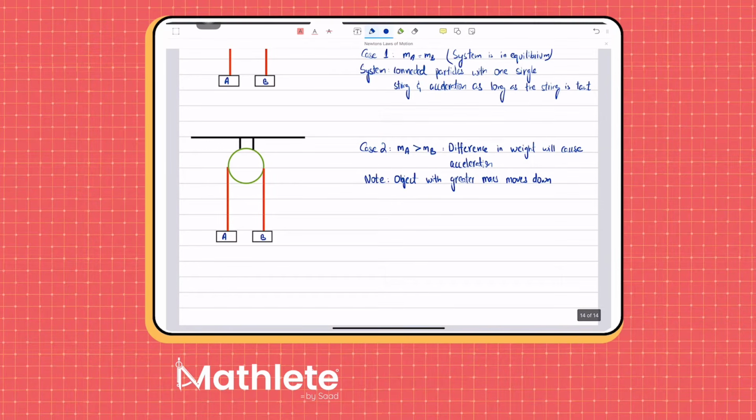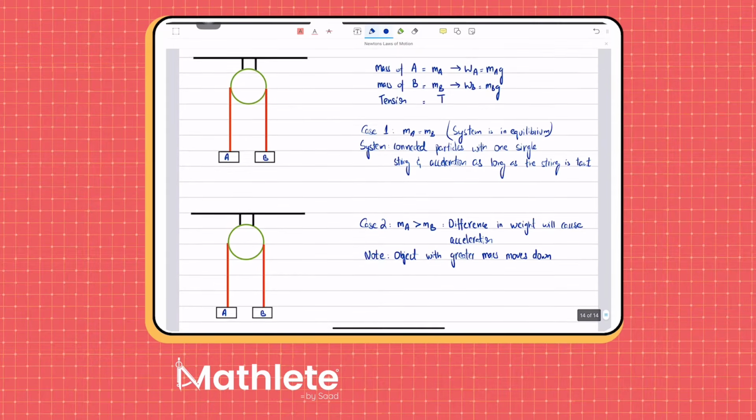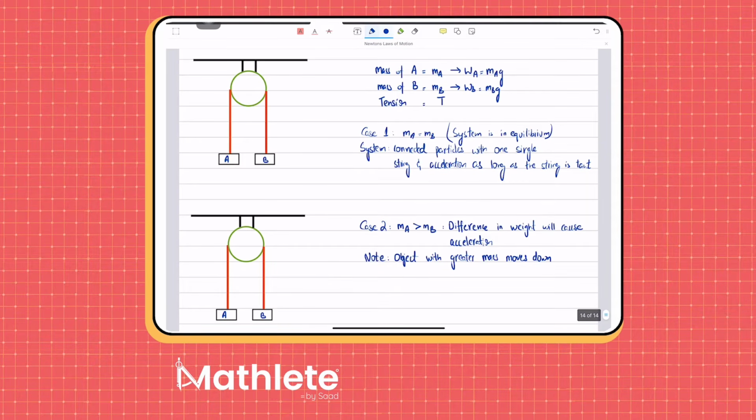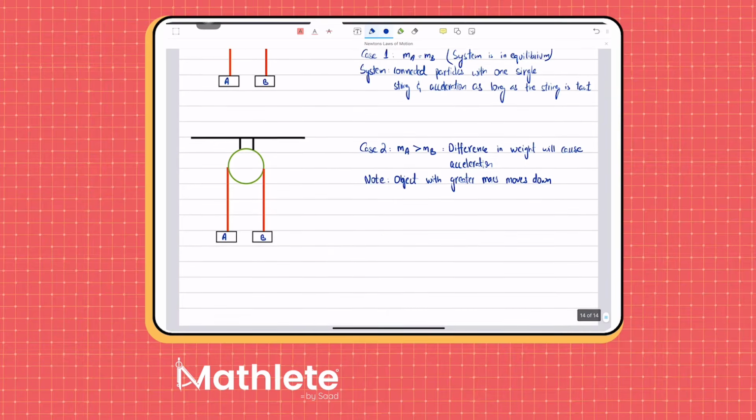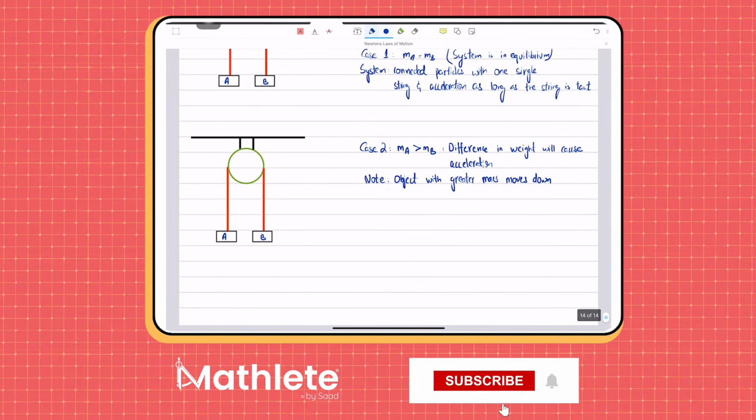Sir, was the acceleration 0 in the first case? Yeah, acceleration in the first case is 0, not because it's moving at a constant velocity, but because it's not moving at all. In the first case they're not going to move at all, which means the acceleration is 0. So let's first have a look at all the forces that are acting.